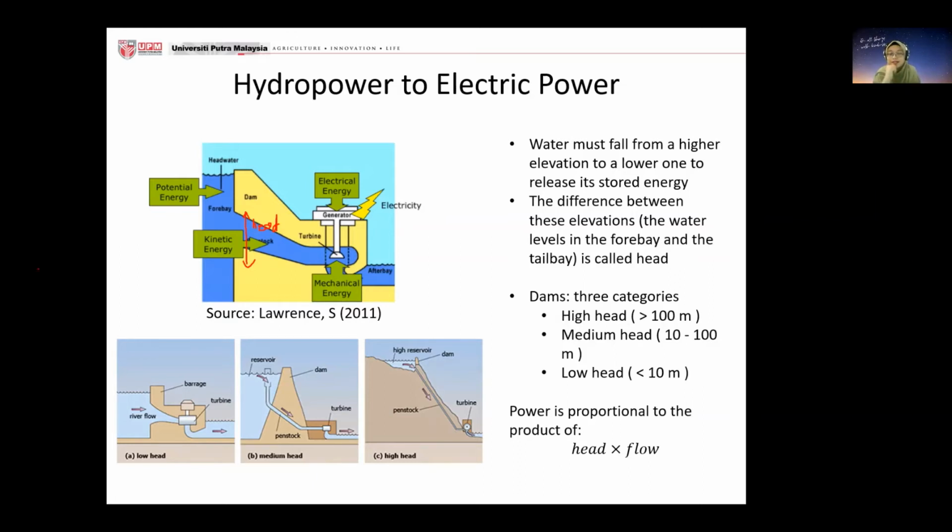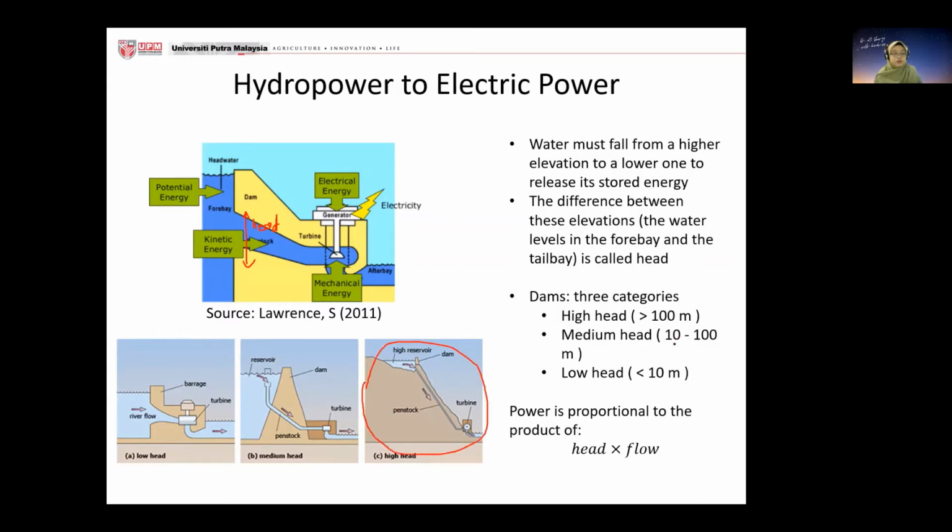And of course, when we're talking about hydropower, there will be dams built. And these dams can be categorized into three: high head, medium head, and low head, based on the height difference. So if you have a height which is more than 100 meters, it's called high head, like this.